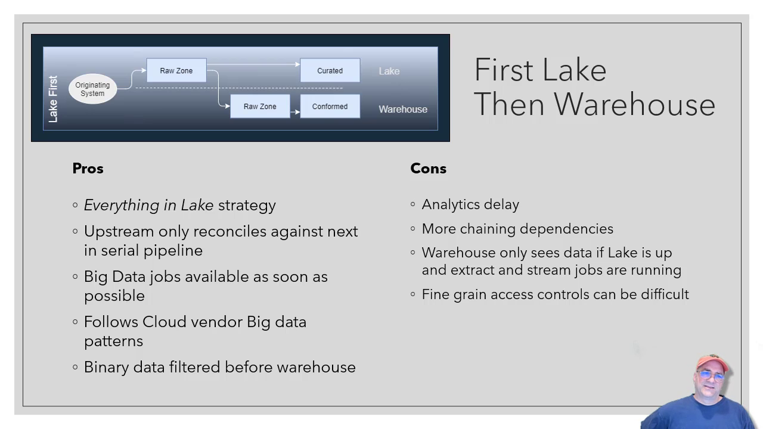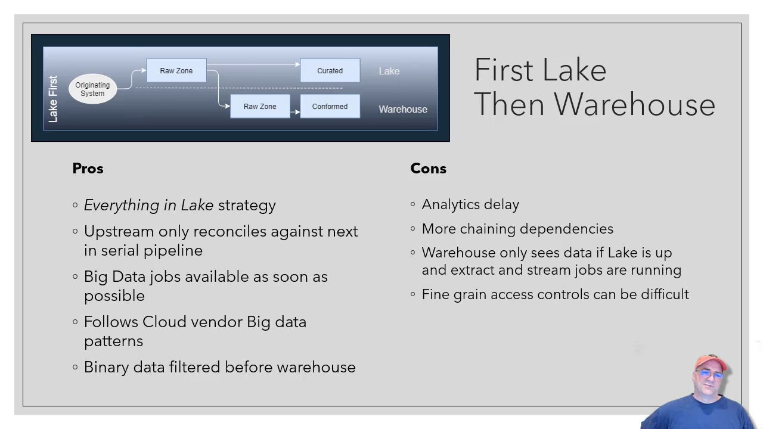If we go to first lake, then the warehouse, everything is in the lake strategy. That tends to be what some companies have. Everything will be in the lake, and then some things will go to the warehouse. I worked at a place where we did that. So the lake was first. It was upstream of everything else. Actually, in our case, we made that a parallel load, but the policy was still the lake, then the warehouse.